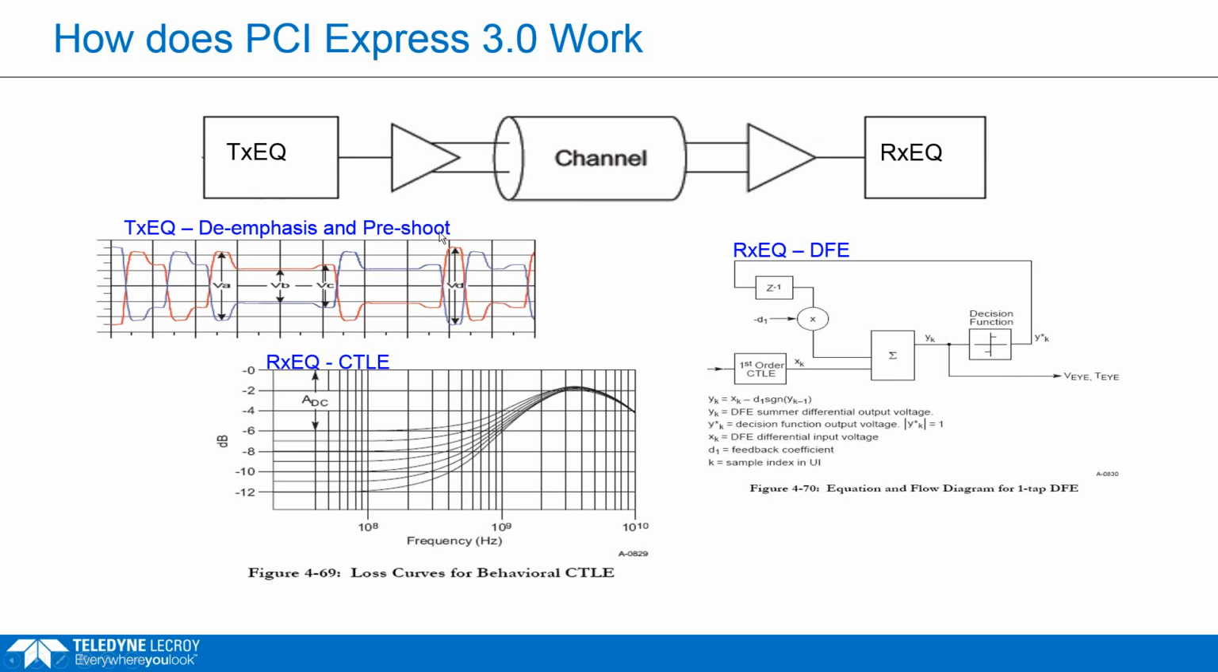So on the transmit side, for PCIe, we're using de-emphasis and pre-shoot. And then on the receive side, there's a continuous time linear equalizer, or CTLE, and a decision feedback equalizer, DFE. And so by using all this equalization, we can get the system to work, even though the channel is quite lossy for these data rates.